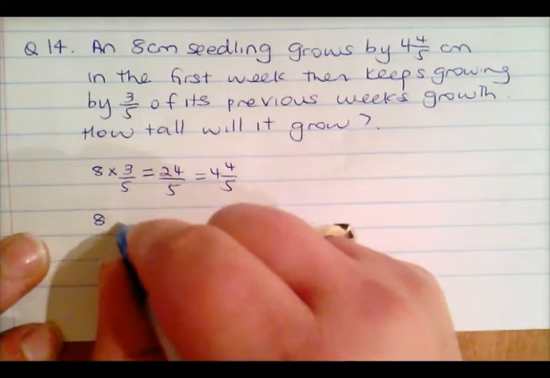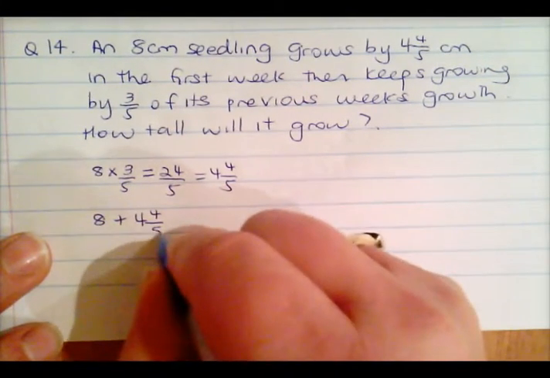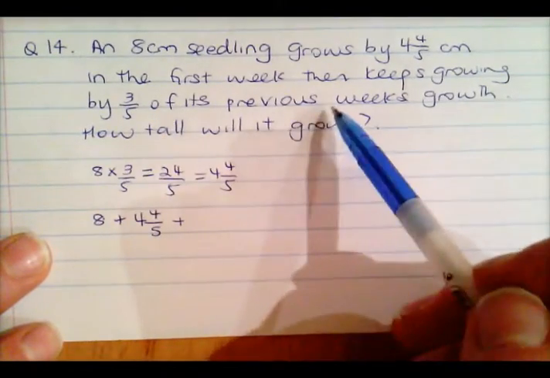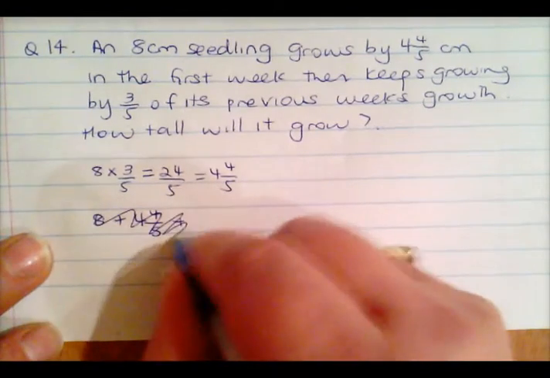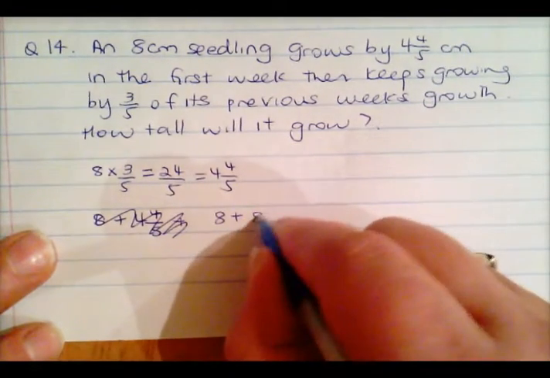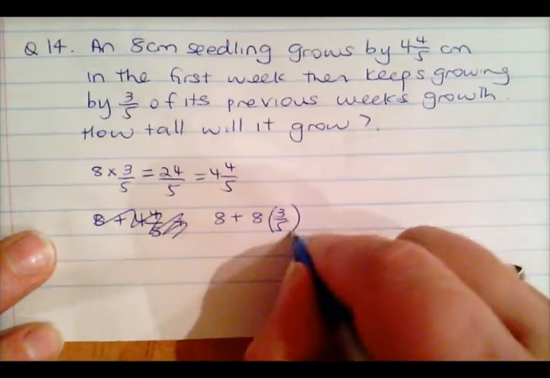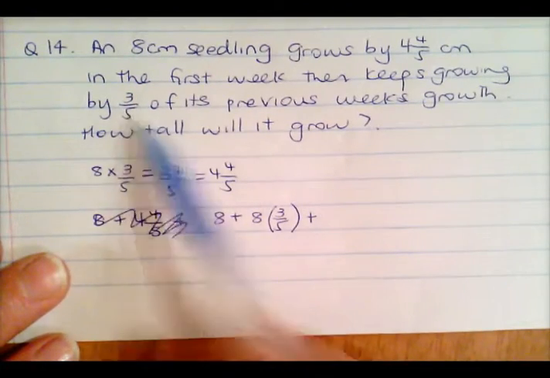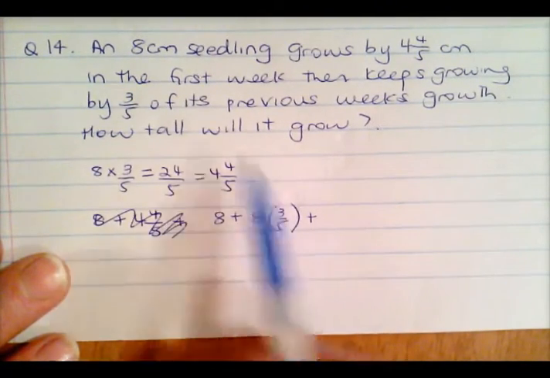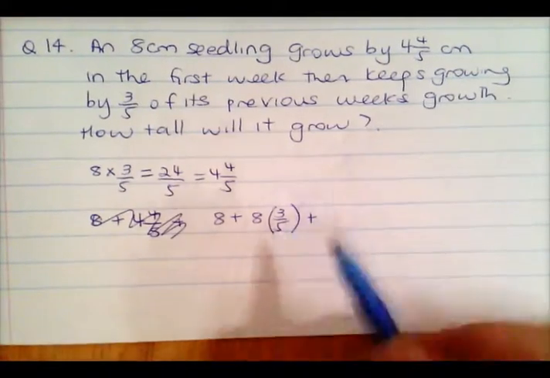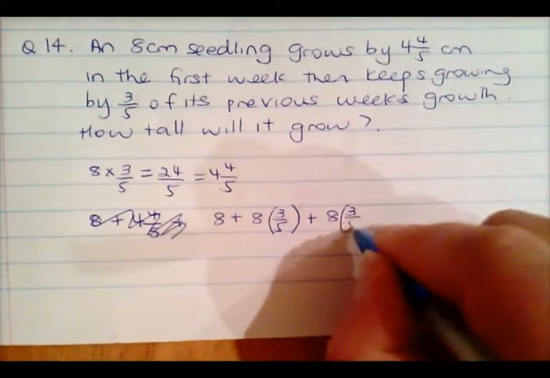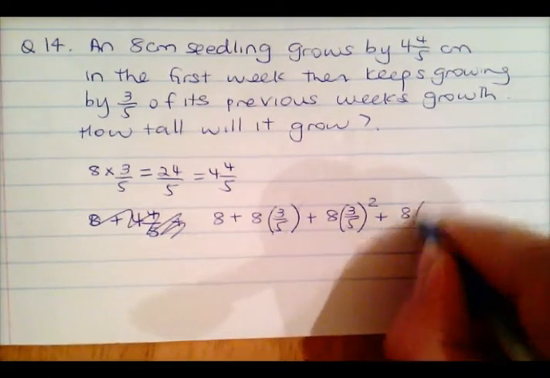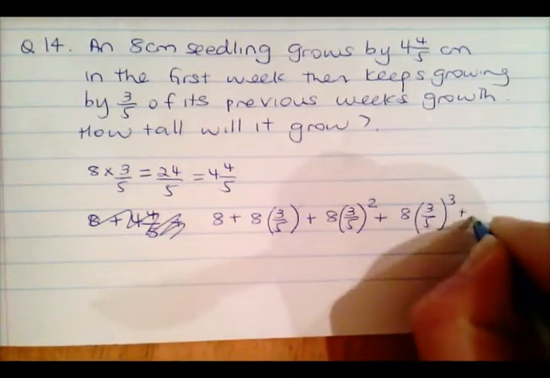So the original height is 8, and then it grows by 4 4/5, and then it's going to grow 3/5 of the previous week's growth. So actually, I'm not going to write it like that. I'm going to go 8 plus 8 times 3/5, which is the 4 4/5, and this is its growth for the first week. It's then going to grow 3/5 of this, which will be 8 times 3/5 times another 3/5. And then that will just continue, plus 8 times 3/5 cubed, etc.